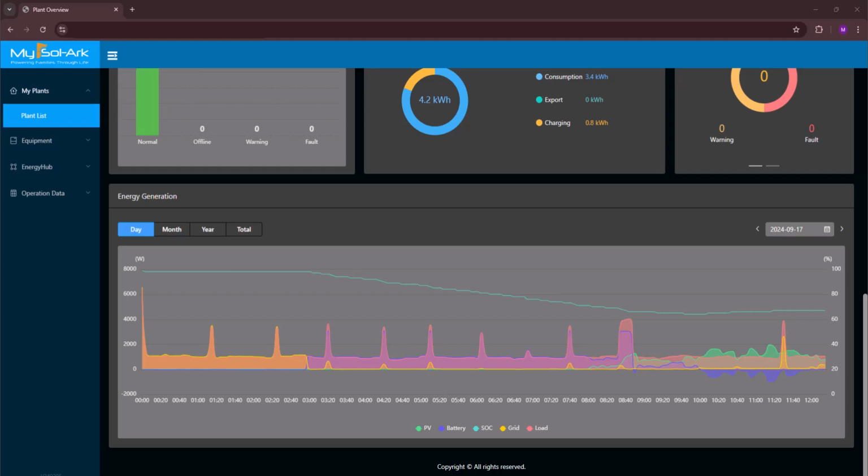You're probably aware that your Sol Ark inverter is measuring a wide variety of data across the line, battery, and solar inputs. But did you know there's an easy way to export that data for offline, easy analysis? Stick around and I'll show you how easy this is.